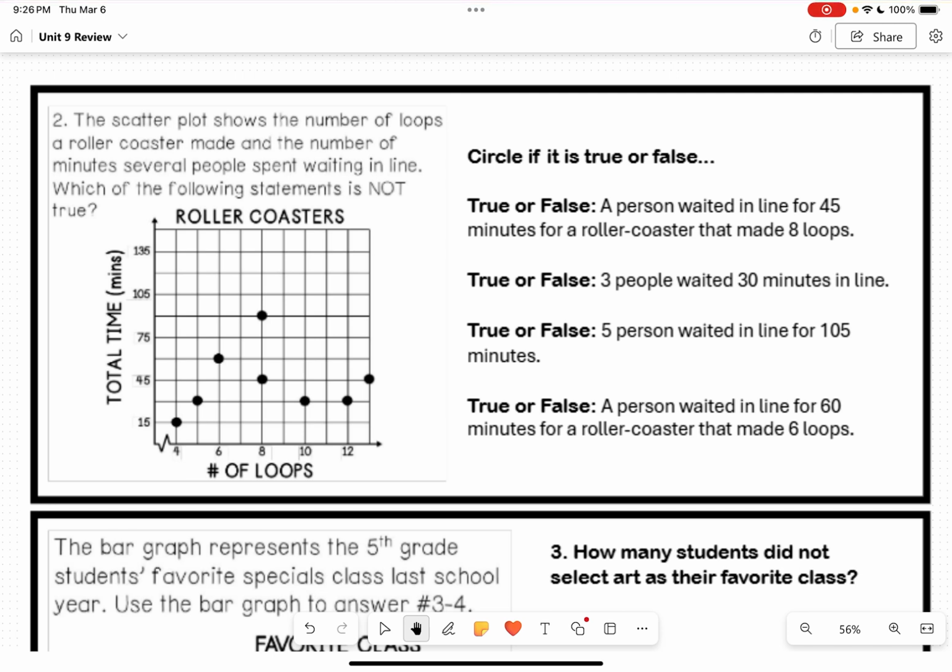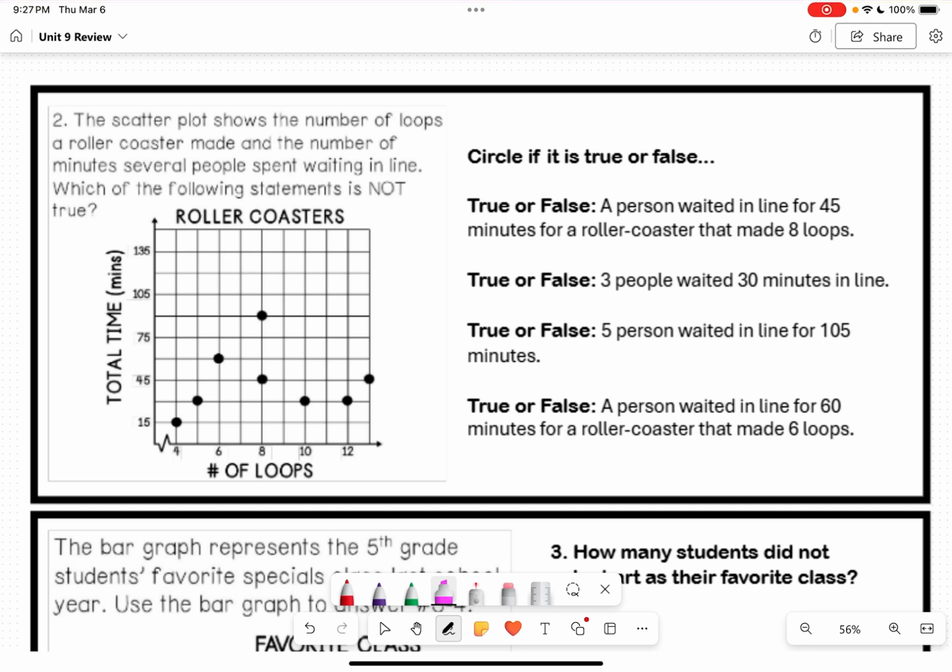2. The scatter plot shows the number of loops a roller coaster made and the number of minutes several people spent waiting in line. Which of the following statements is not true? Okay, so we are only going to have one false statement. So we are going to have 3 truths and 1 false. So that is how you're going to know if you did it right or wrong.